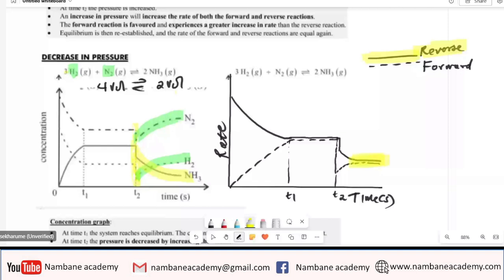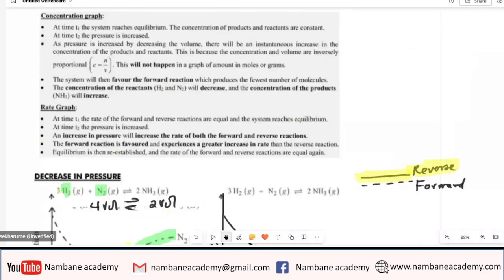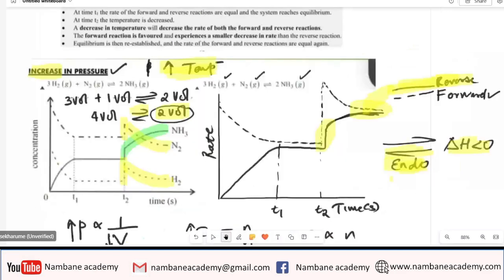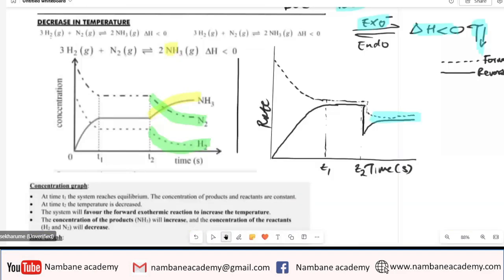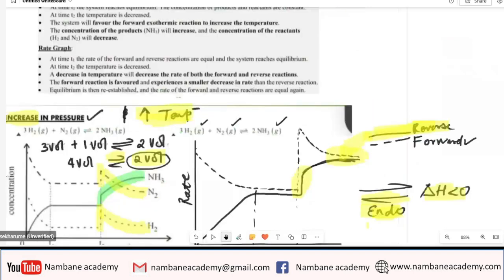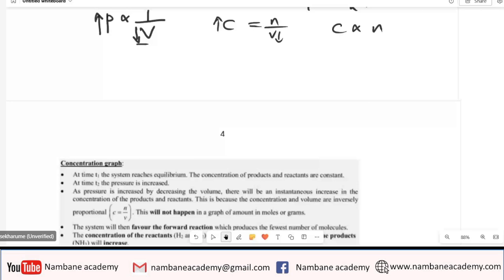All right, so pressure and temperature, we look at this part here, more or less, if you look at the temperature and the pressure, more or less they are similar. But the concentration, let us look at the concentration, which is the last one on these factors.